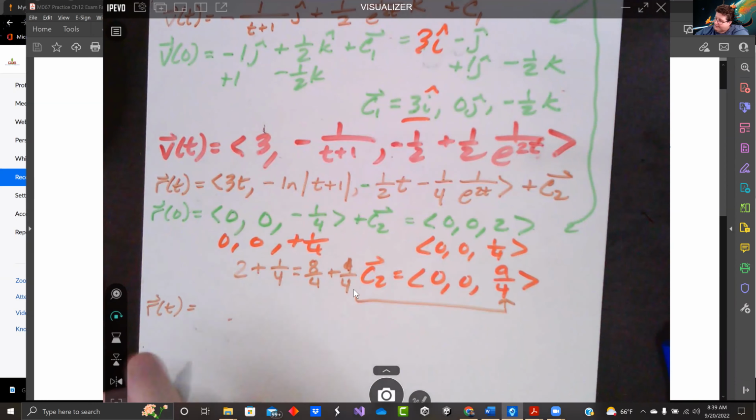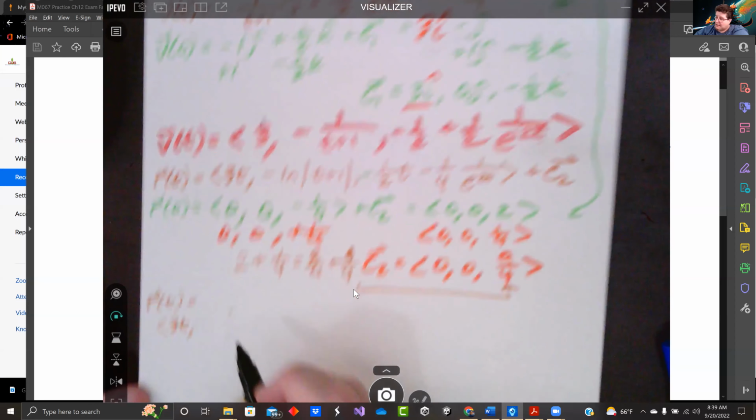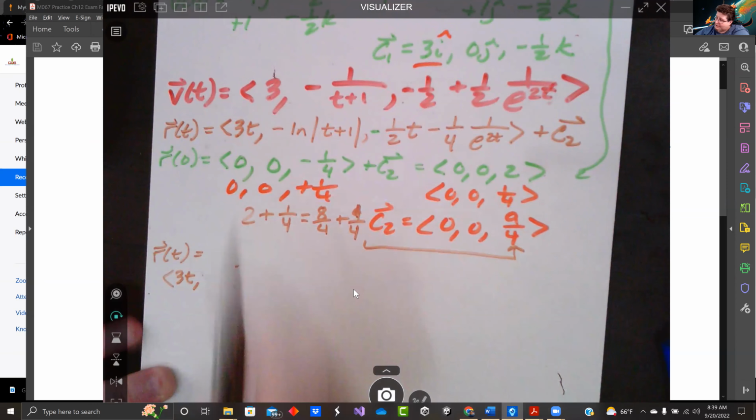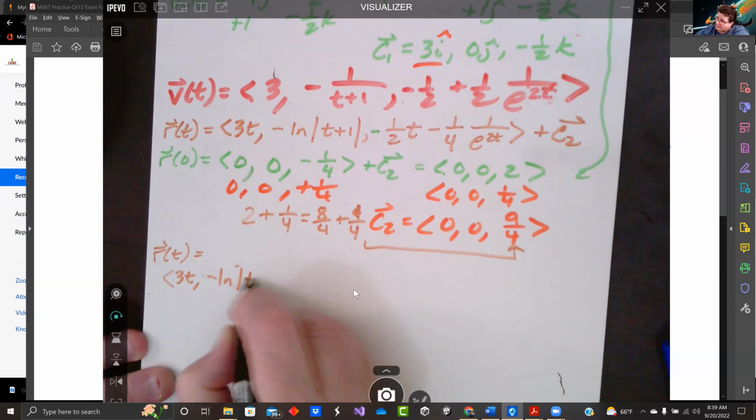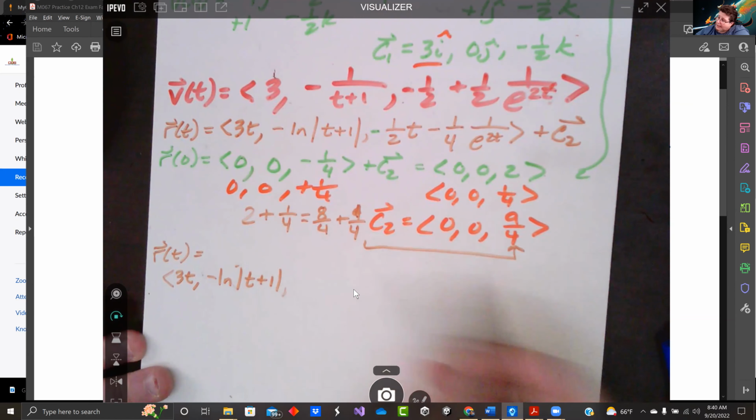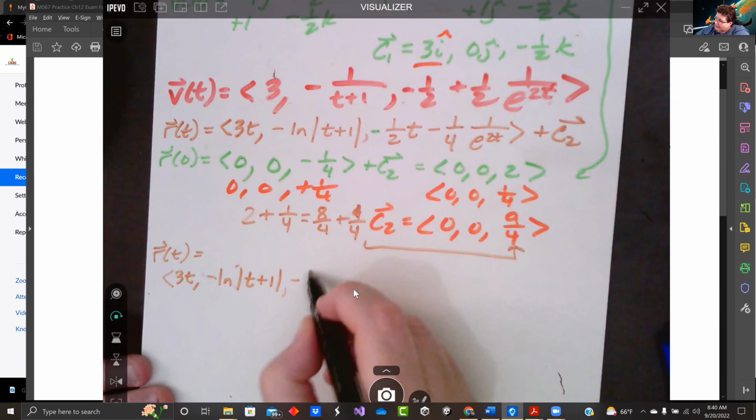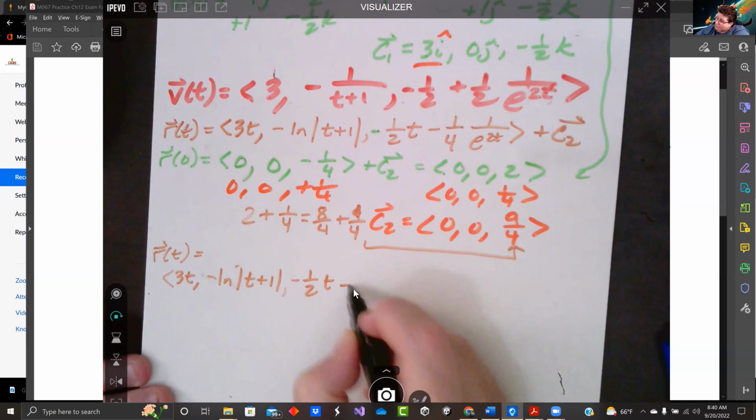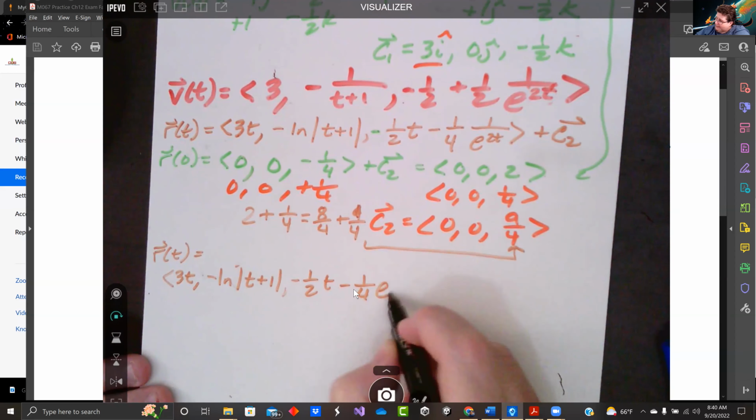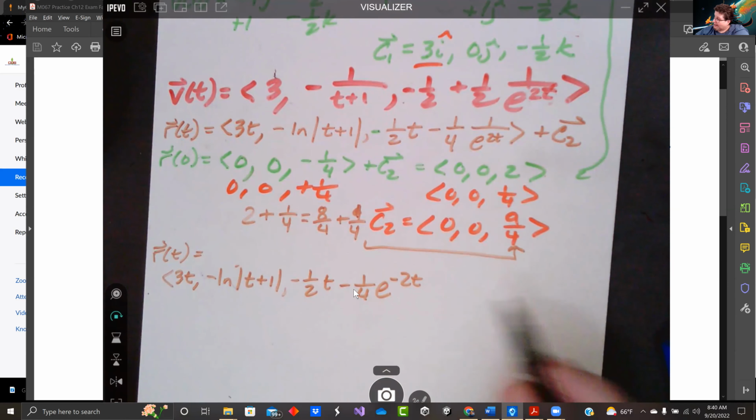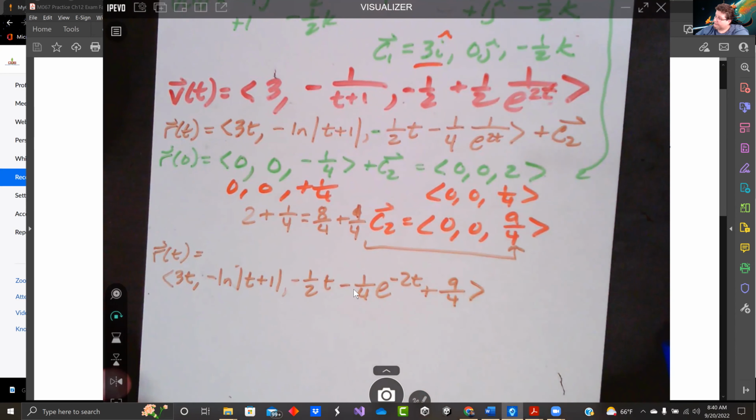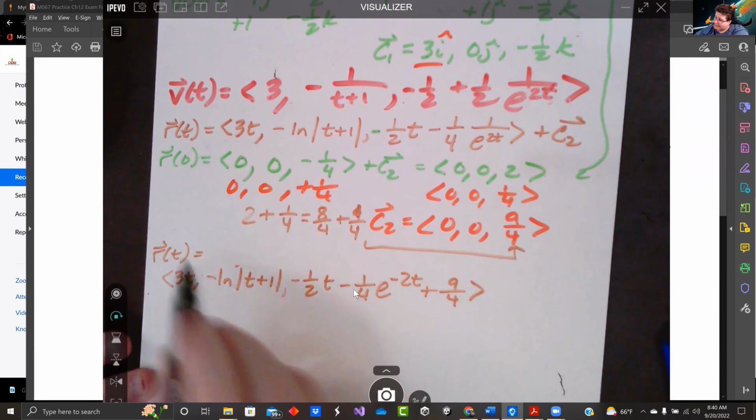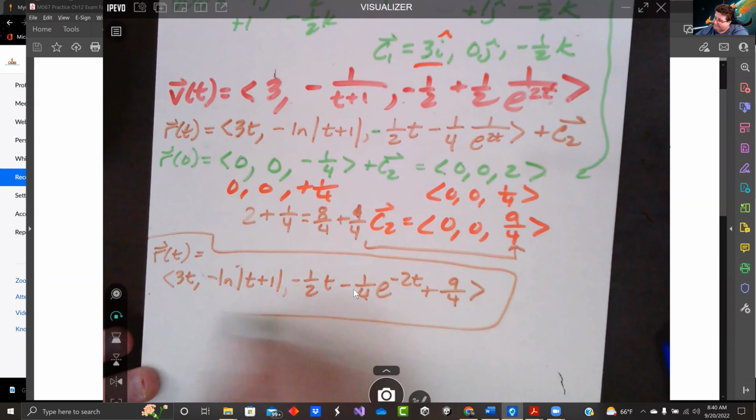So I've got 3T. I've got negative natural log of T plus 1. And I've got negative 1/2 T minus 1/4. I'll write e to the negative 2T now. And then we've got plus 9/4 from my C2. So that's the position vector, and we found the velocity vector earlier.